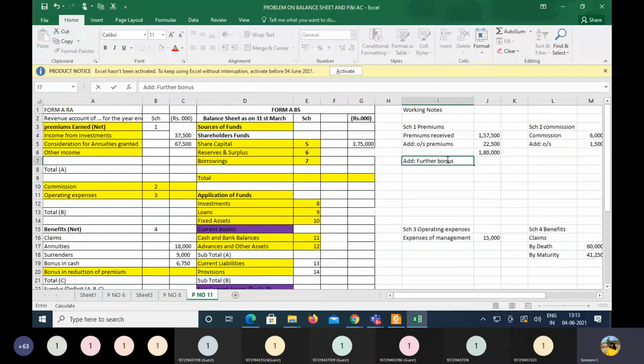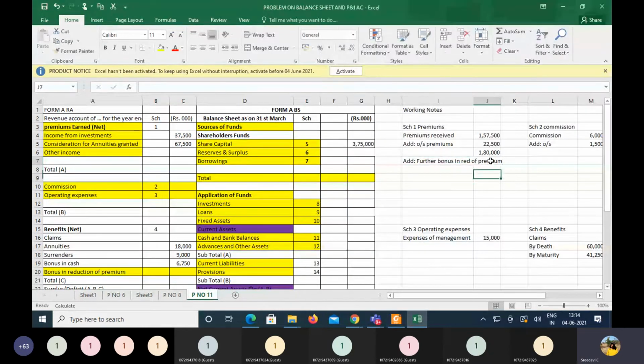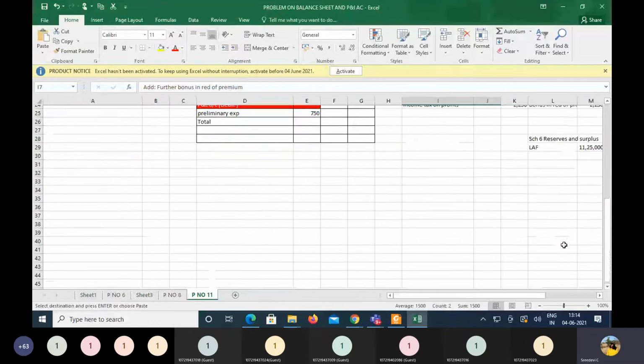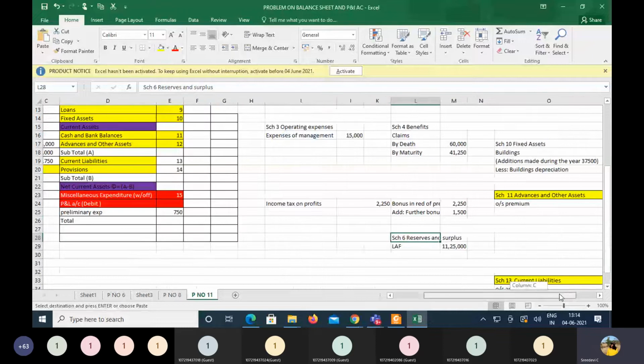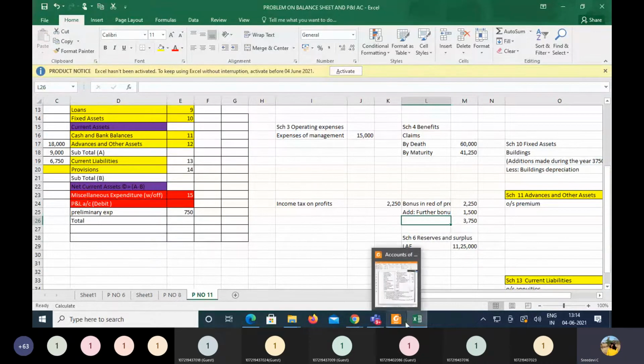bonus in reduction of premium, and the amount of this is 1,500 rupees. So add 1,500 here. After adding 1,500, this will be 1,81,000. And the same thing we are carrying forward to bonus in reduction of the premium here. After adding this, the total amount of the bonus in reduction of the premium is going to be 3,750. Okay, this is how the adjustment has to be made.